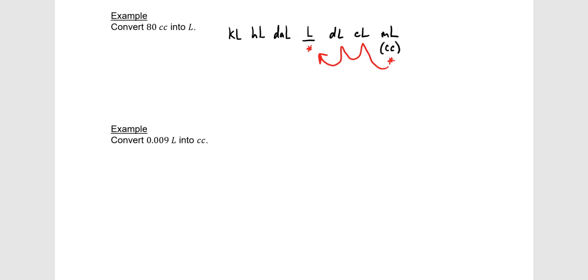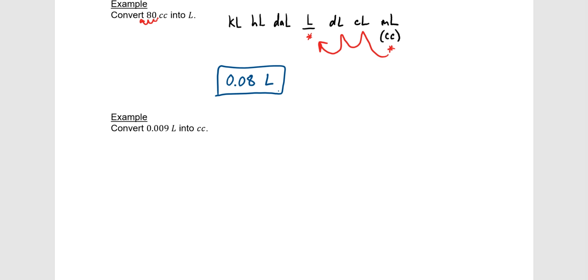So that means we have to move the original decimal, which was after the 80, to the left 3. And we actually have to add in a 0 here. So it's going to be 0.08. And you can just leave this as 0.08. You don't have to write 0.080. So it's 0.08 liters. Okay, so 80 cc's is 0.08 liters.